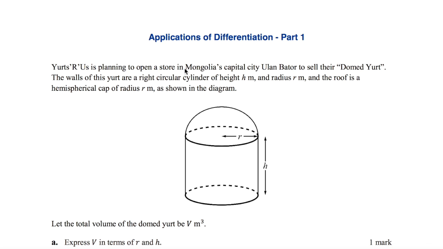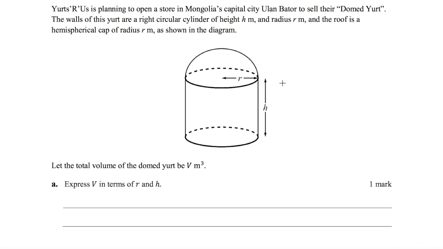Yurtseras is planning to open a store in Mongolia's capital city of Ulaanbaatar to sell their domed yurt. The walls of this yurt are a right circular cylinder of height h and radius r meters, and the roof is a hemispherical cap of radius r meters, as shown in the diagram. So we've got this sort of circular barn setup that we're obviously going to do some differentiation on. So let's see what the first question says.